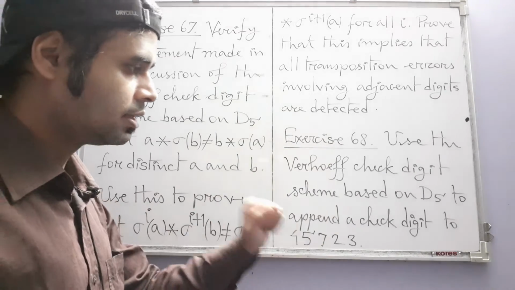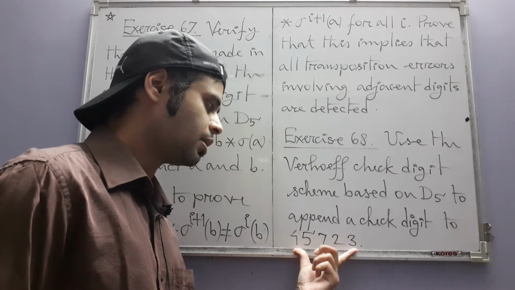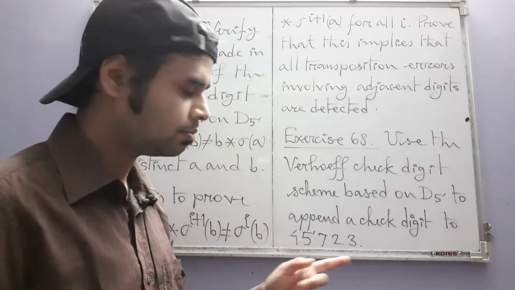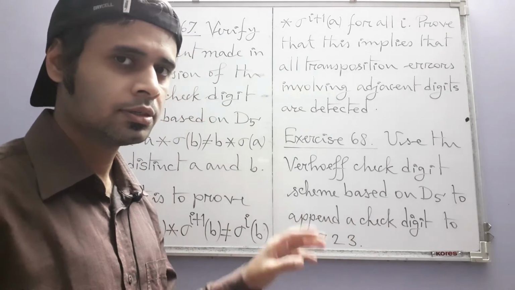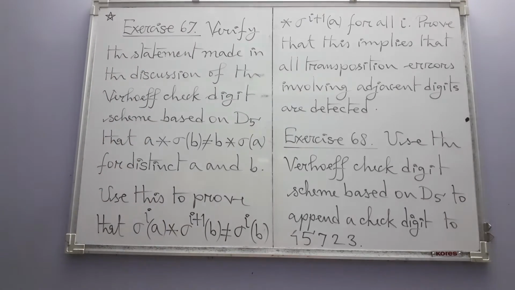Instead, let's now see the next one, and in this one we are given a number, and for this we have to use Verhoeven's check digit scheme to append this number with a check digit. So we are now going to calculate the check digit. So let's see the solution.